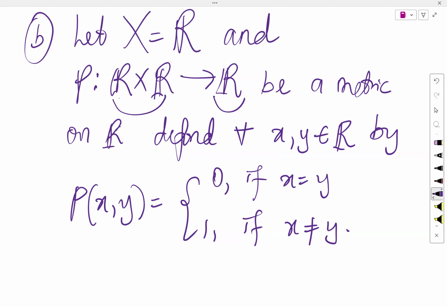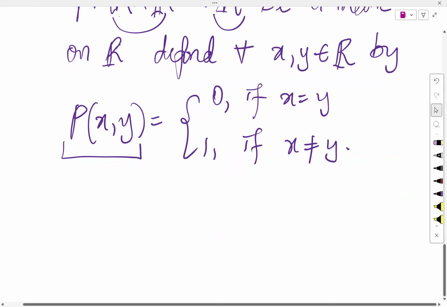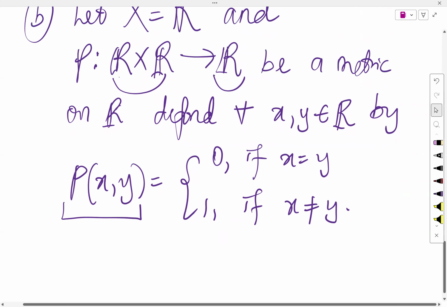I think this is what is called a discrete metric space or something like that. So it means that this P now is a metric, a distance. P of x, y means the distance between x and y. And another way to write that is this. Well, I'll talk about all that later. Let me finish up the question.